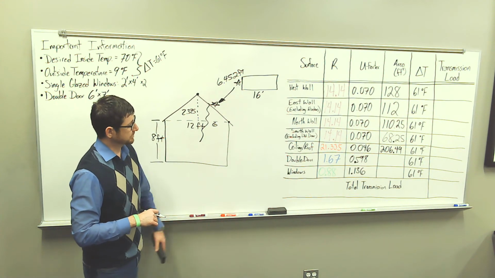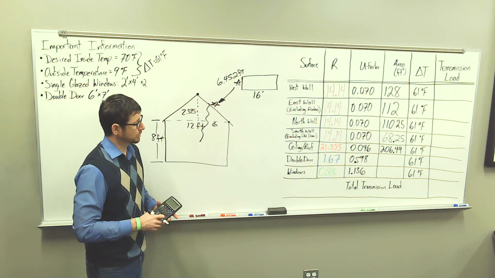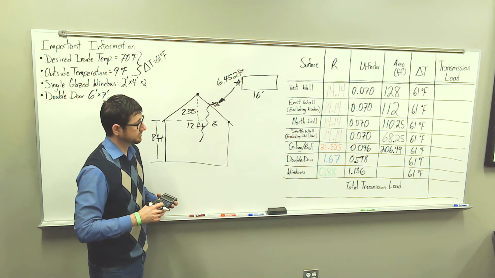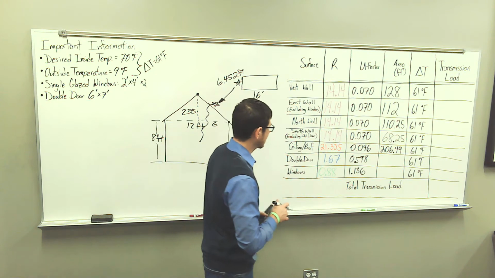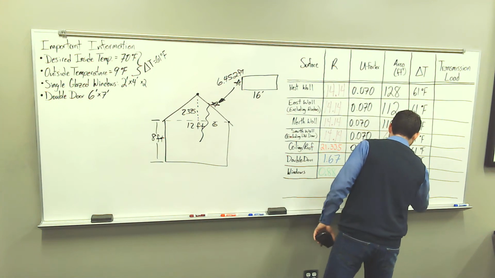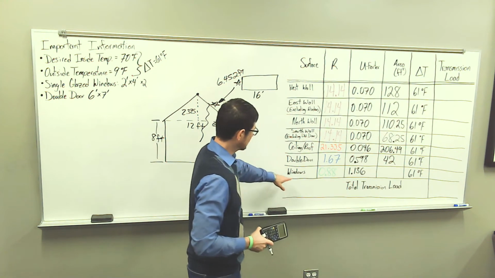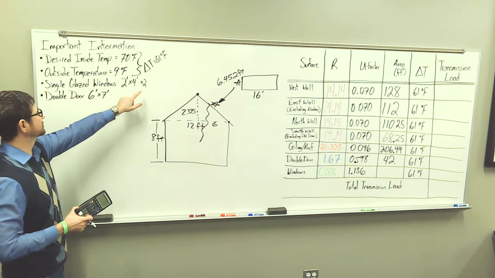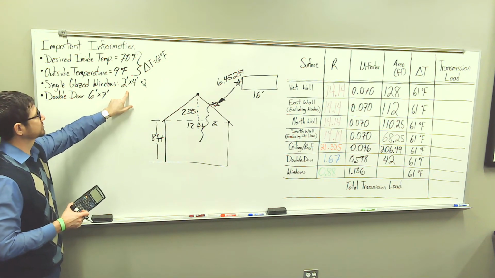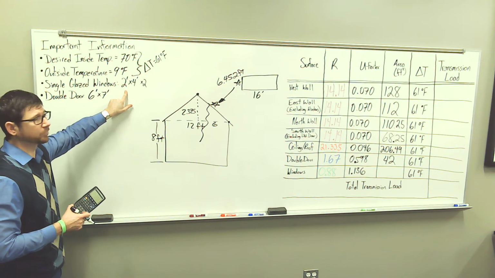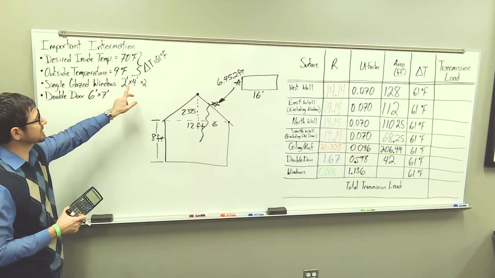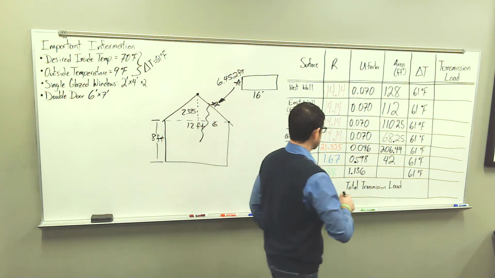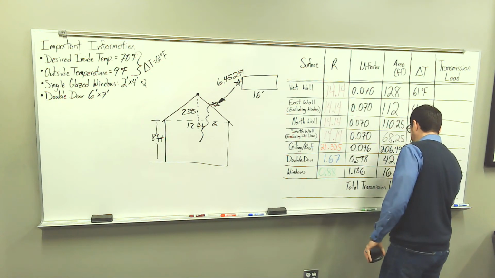So we have the double door. The double door had an area of 42 square feet. And then we have the windows, and remember it told us that we had 2 windows and they were 2 feet in width, 4 feet in height, so 8 times 2 is 16. So we have 16. Okay.